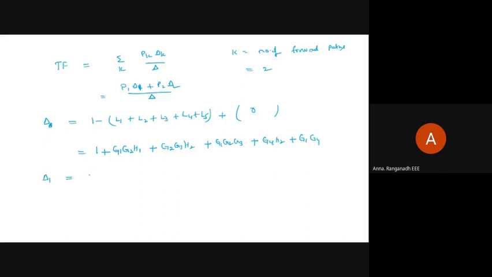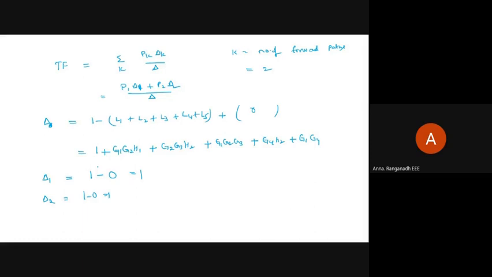So delta 1, the formula is the same: 1 minus the loops which are non-touching with the first forward path. There are none, therefore 0, simply 1. Delta 2 is also 1. So delta 1, delta 2, I may write 1 directly, because there are no two non-touching loops. If two non-touching loops are present, only then will delta 1, delta 2 differ. And the definition of delta 1 is 1 minus the sum of the individual loop gains which are non-touching to the first forward path. Remember the definition.